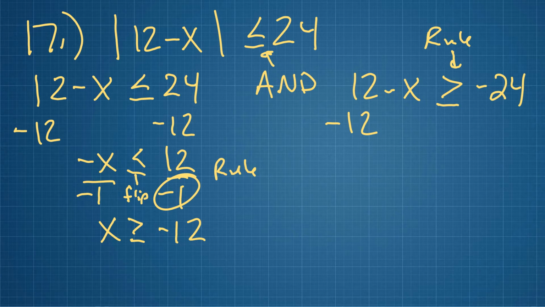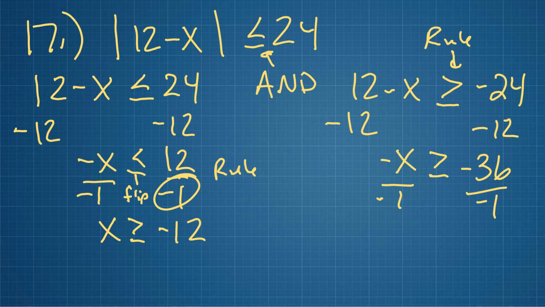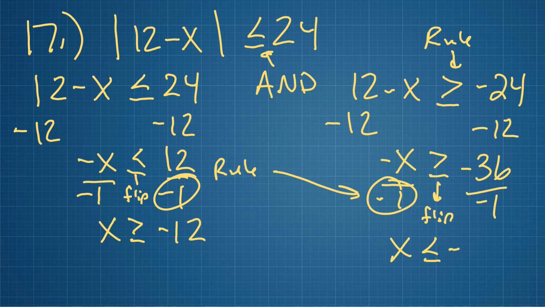I'm going to minus 12 from both sides. I get the opposite of x is greater than or equal to negative 36. This time I have to divide both sides by negative 1. Remember, when I divide by a negative, that's our rule. So I have to flip this inequality. So I get x is less than or equal to positive 36.